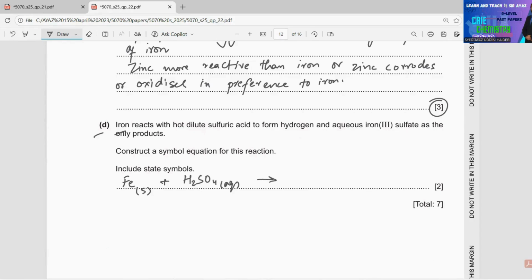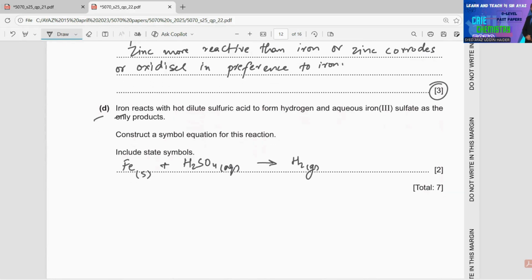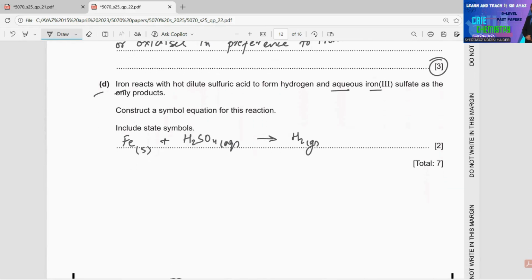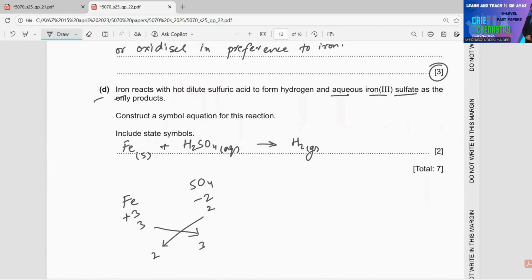For the products, they are saying hydrogen is produced. The formula for hydrogen is H2. Hydrogen exists in the gas state, so I will use g for hydrogen. What about the formula for aqueous iron(III) sulfate? Iron is carrying +3 as its oxidation number, and you know the charge on the sulfate ion is -2. Ignore these charges. These will be exchanged as subscripts. So what will you get? You will get Fe2(SO4)3. It's aqueous, so I'm using aq for this one.